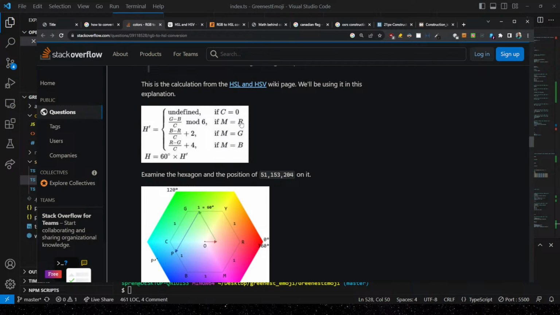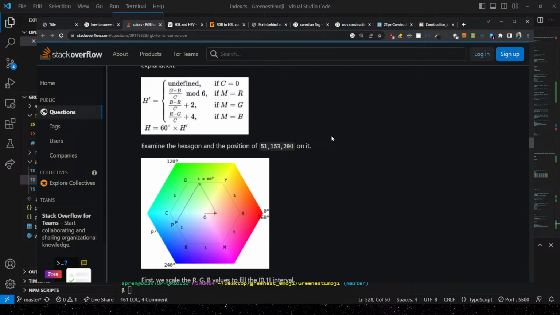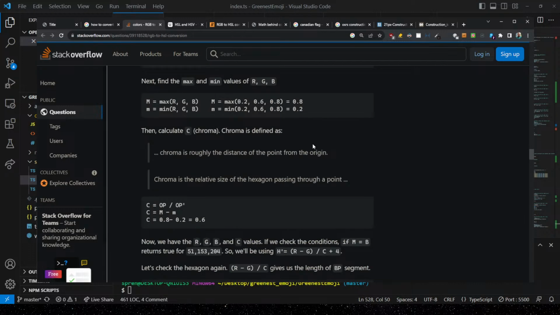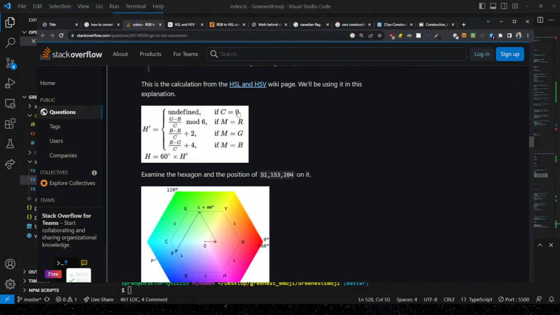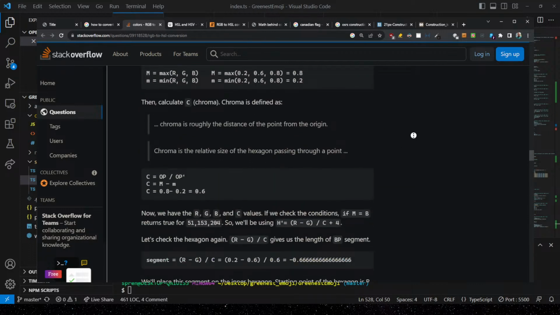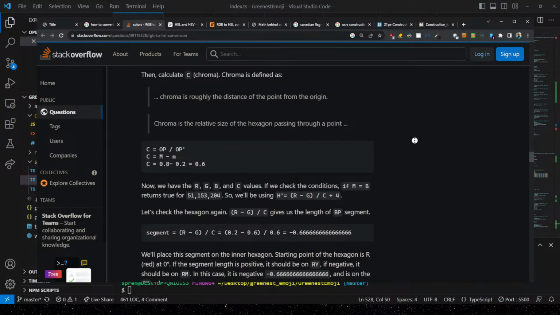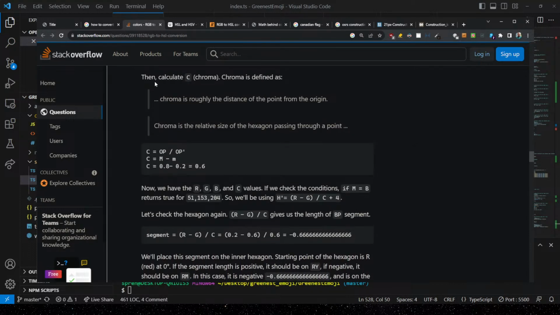If there's more red than the others, then you do this. If there's more green, etc. That makes sense. And I think C is chroma. If chroma is 0, then you can't define the hue, which makes sense. I'm going to guess that would be black. So black doesn't have a hue. Seems a little bit offensive, but okay.